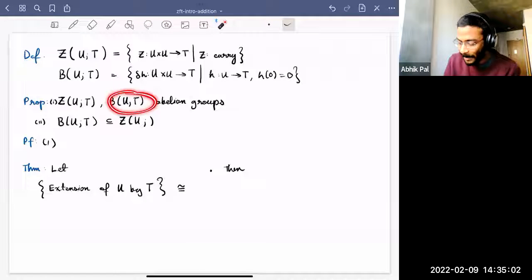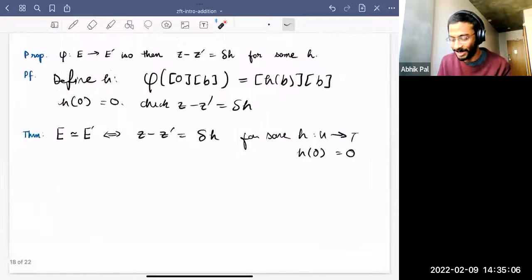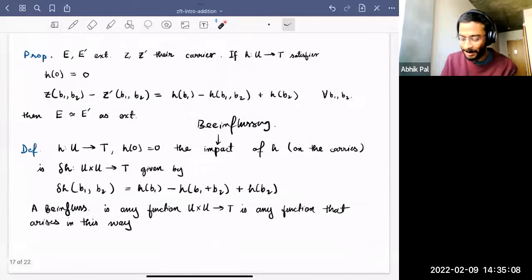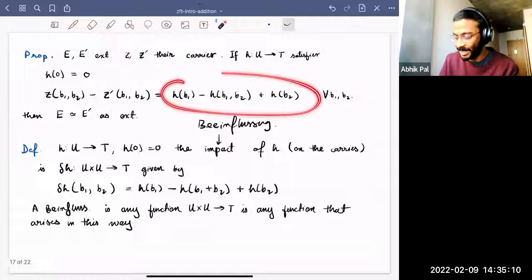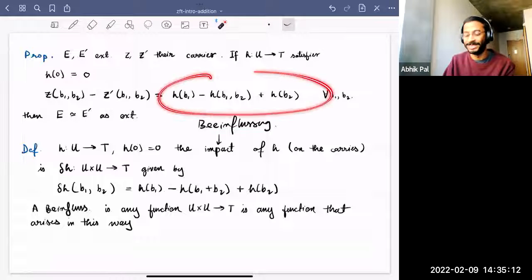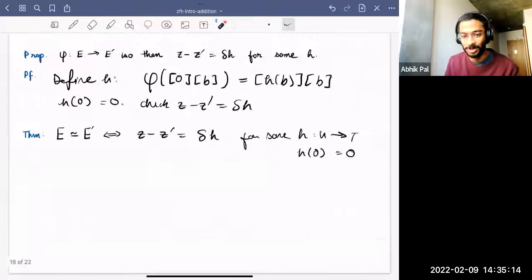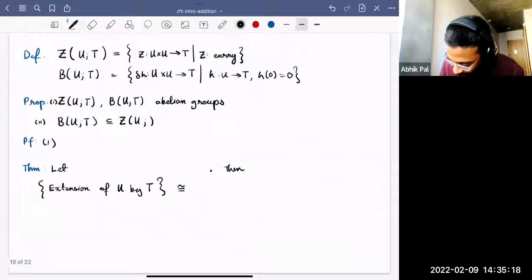And similarly, B of U comma T is also a group, because again you can just do a direct computation. You pick some delta H and then check that this satisfies the two conditions, the carrying condition and the normalization condition. So the proof here is just a direct computation.